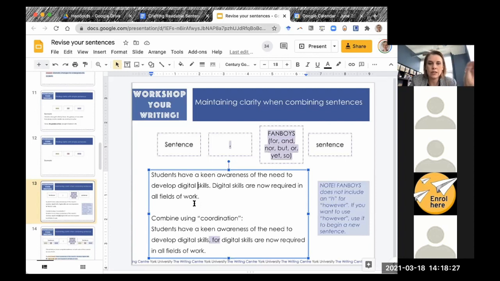That's a simple sentence. That's a full sentence. Our second full sentence, digital skills are now required in all fields of work. Do we have a who, a did, and a what? Digital skills is our subject, our who. Our "are" is our verb, our did, and required in all fields of work.